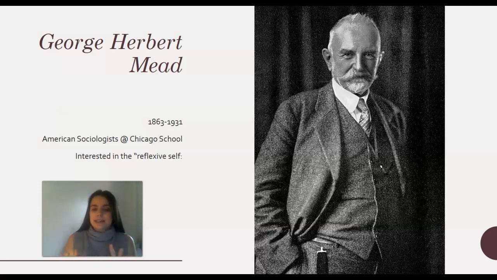All right, so this is going to bring us to talk about our first theorist for today. This is a guy named George Herbert Mead. He lived from 1863 to 1931. And he was an American sociologist at what we call the Chicago School, which essentially was one of the founding sociological movements in this country. A lot of really famous foundational sociologists came out of there. So he's a part of this big, important sociological movement. And he's interested in what we're going to call the reflexive self.